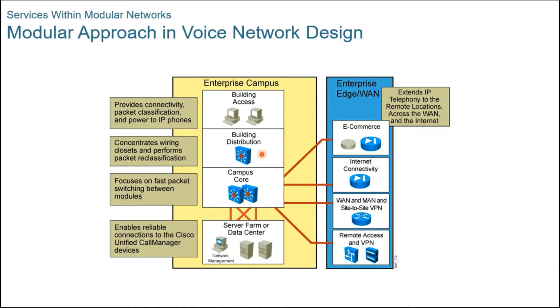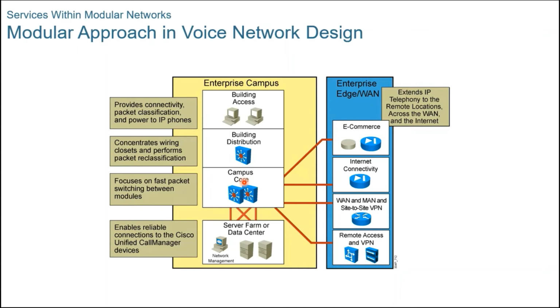Now on the building distribution layer, this layer performs packet reclassification if building access is unable to classify packets or is not within the trusted boundary. It aggregates the building access layer switches or the wiring closets and provides redundant uplinks to the campus core layer. Now on the campus core layer, this forms the network's core. So all enterprise network modules are attached to it.